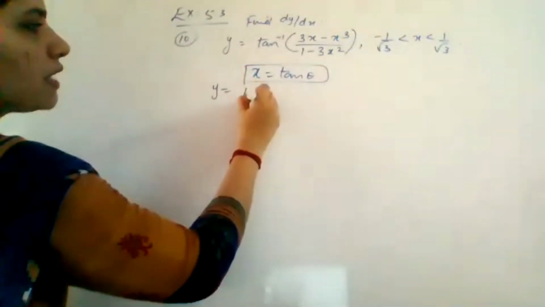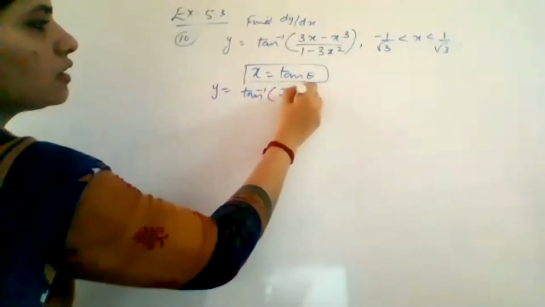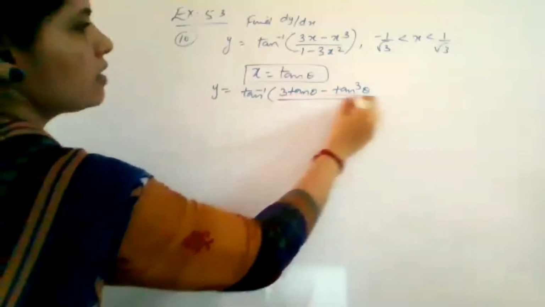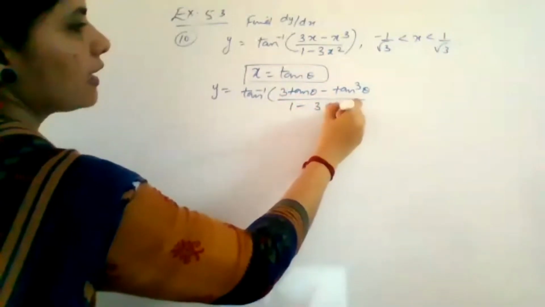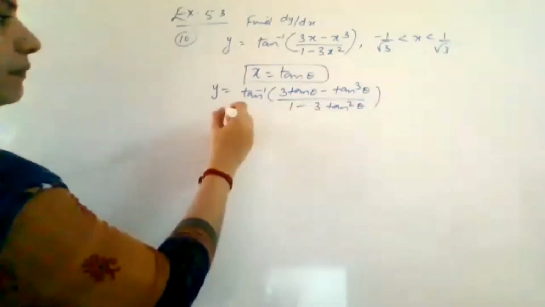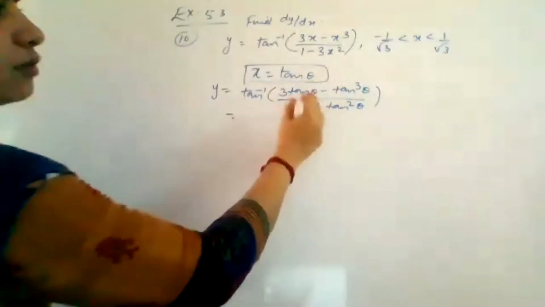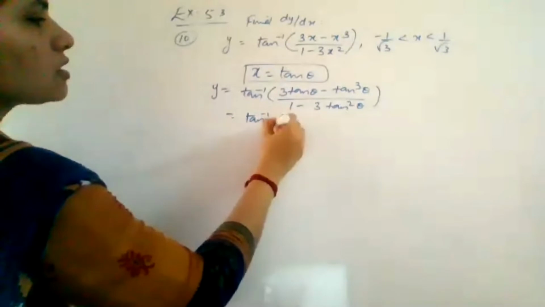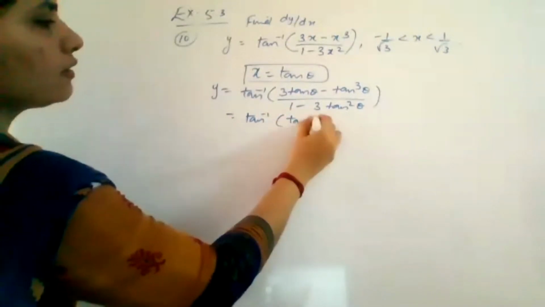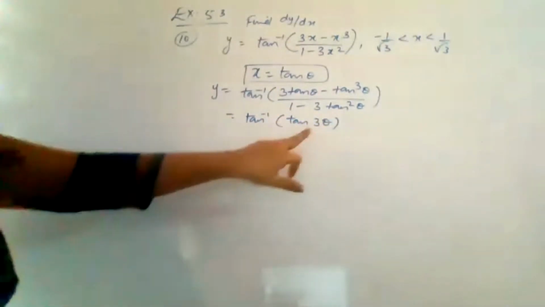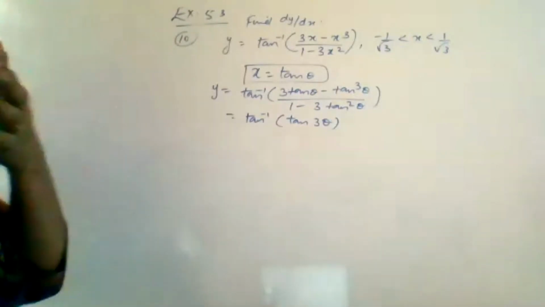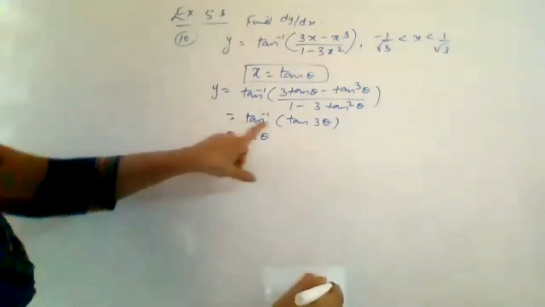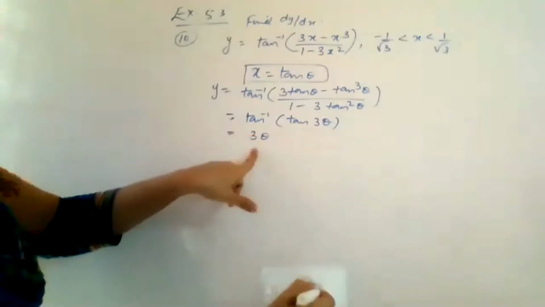So the question becomes y is equal to tan inverse of (3 tan theta minus tan cube theta) divided by (1 minus 3 tan square theta). Since this is the formula for tan 3 theta, this gives tan inverse of tan 3 theta. You have studied this in 11th standard, remember? Now tan inverse and tan will cancel and you will get only 3 theta.